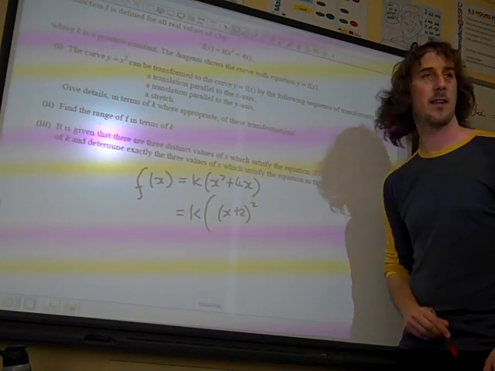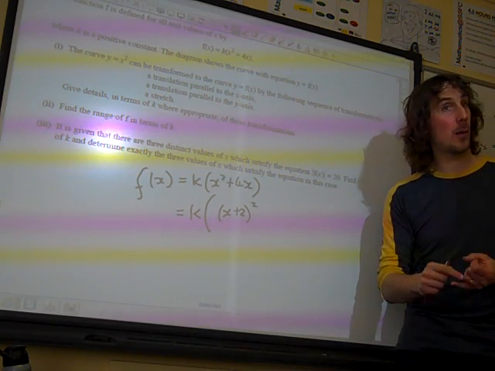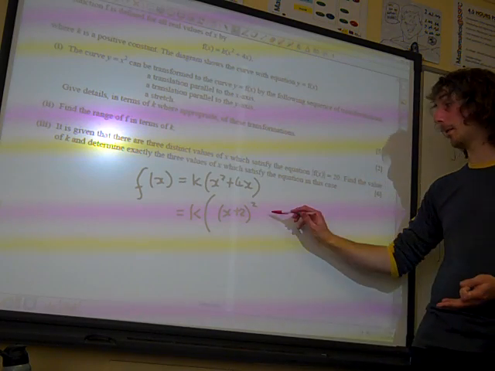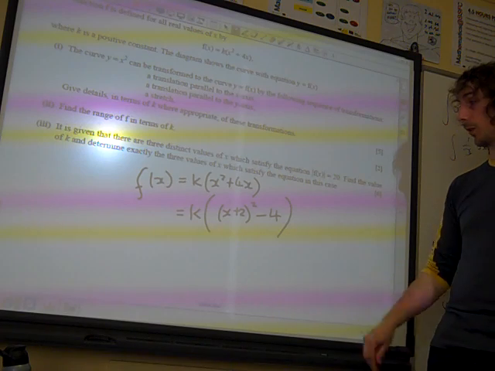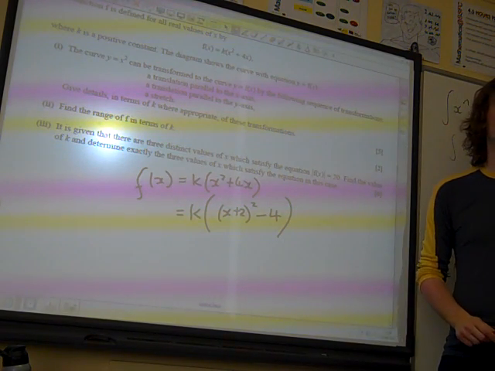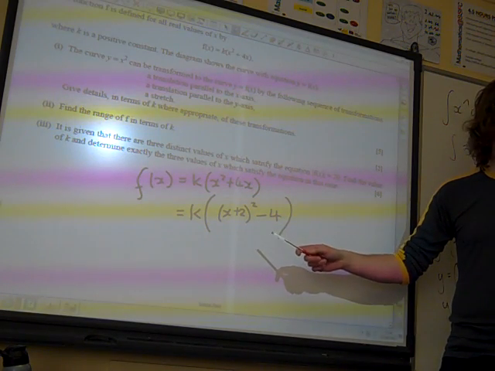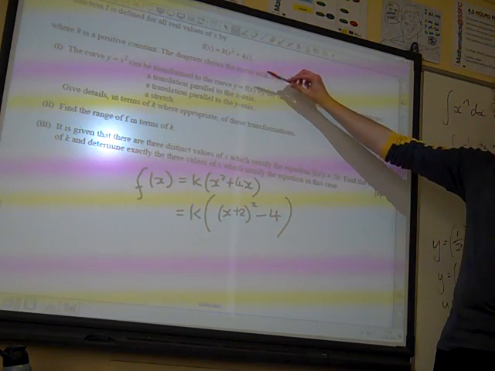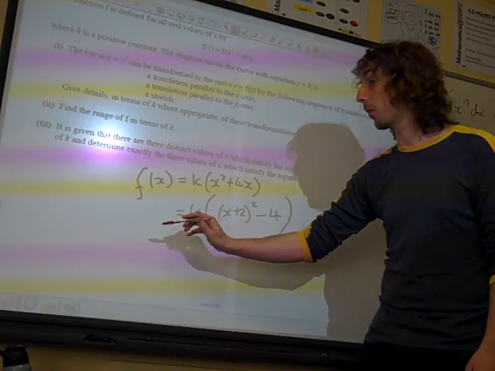(x plus 2) squared. However, if it was just (x plus 2) squared, that would give us x squared plus 4x plus 4. We'd have 4 too many. We don't want an extra 4 hanging around in that bracket. So that's what we need to get it to look like. If we can get it to look like that, it's now relatively straightforward, because we're even told that the transformations happen in this order, and they're all there to be read off.